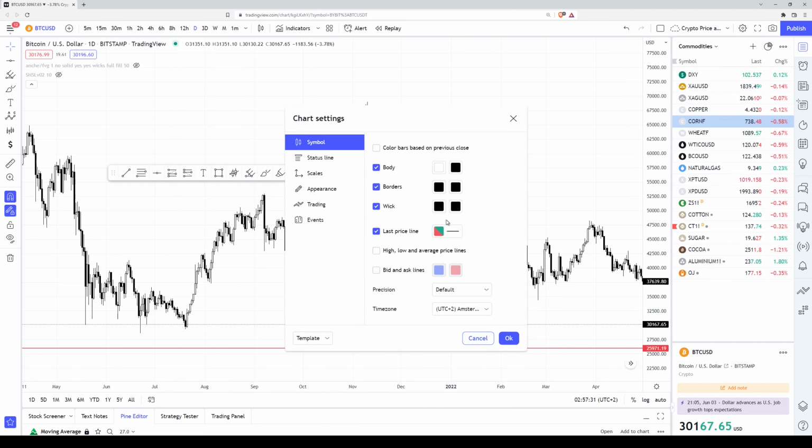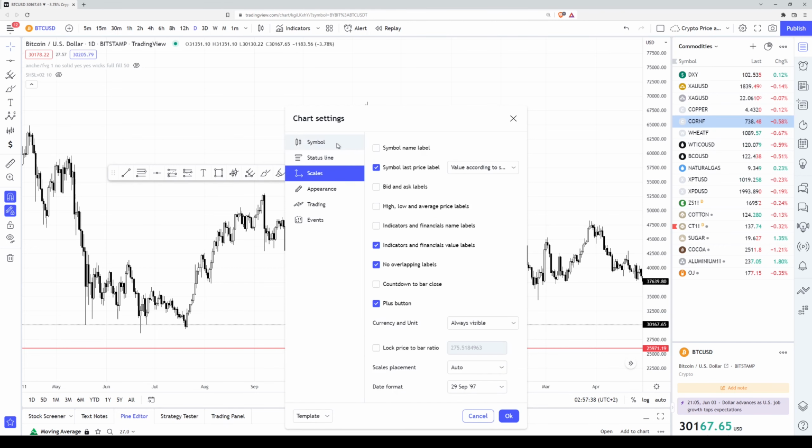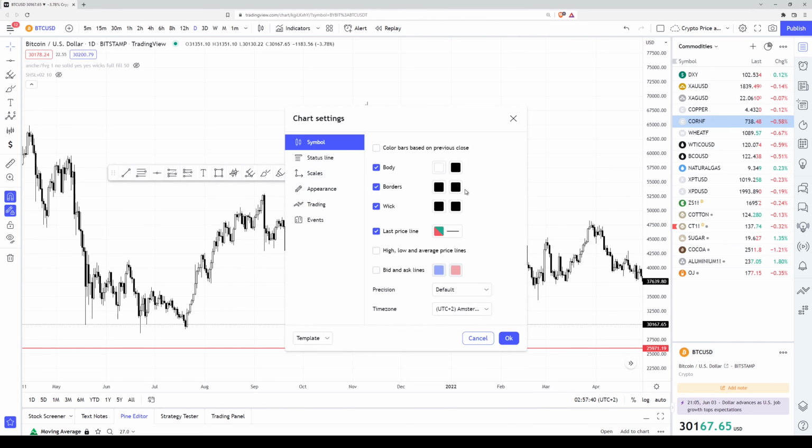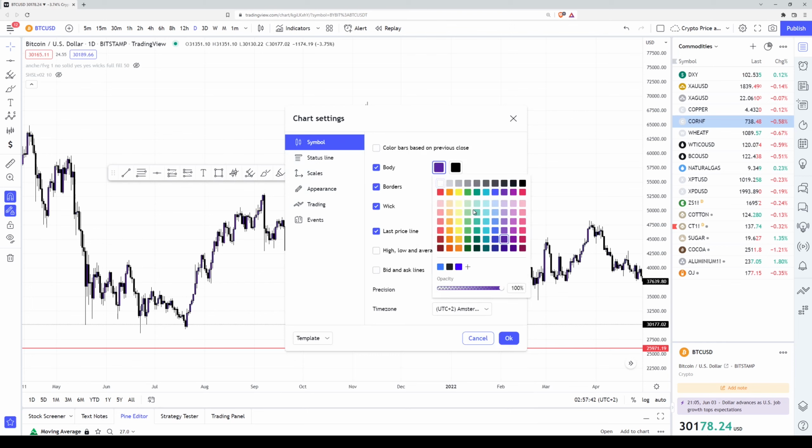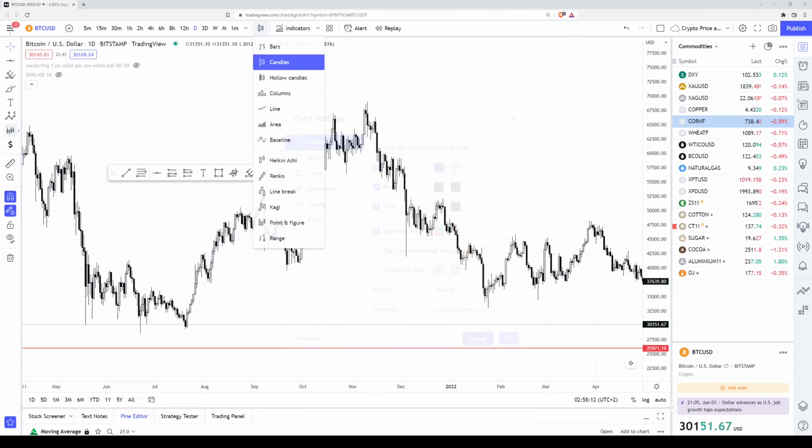And as you can see, in this way, for the colors for your body, borders and wick, you're able to change the color accordingly, exactly in the way you want it. If we look at the other types of candles, we see that there are a specific few that are interesting to talk about. So the ones I will talk about are the bars, Heikin Ashi, and Renko in particular.